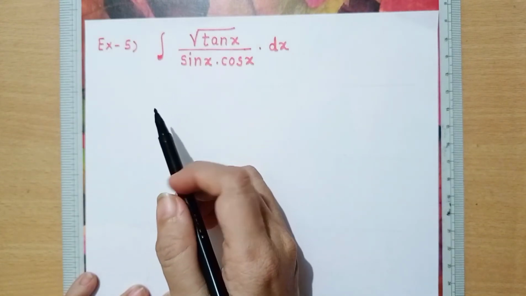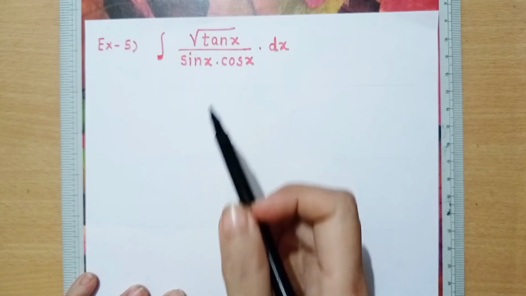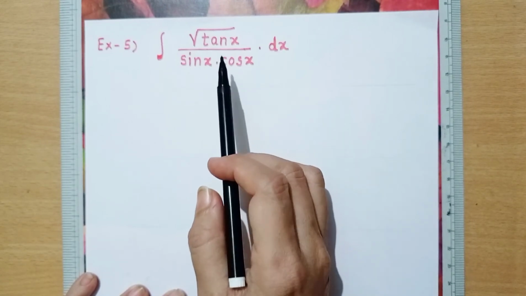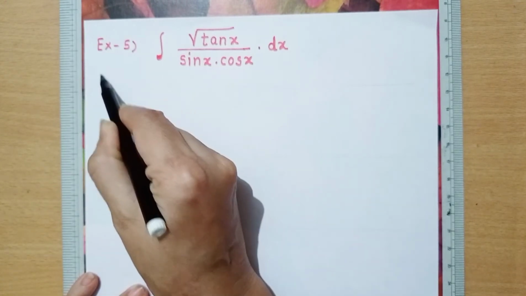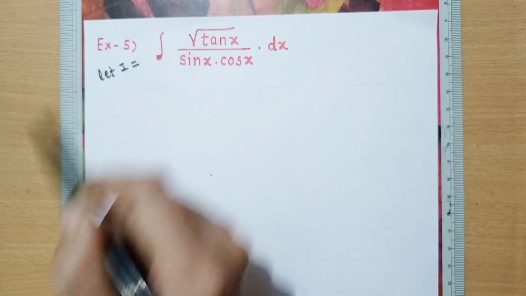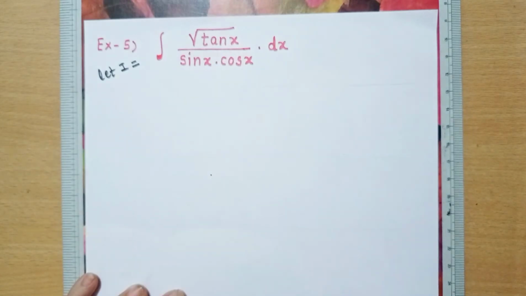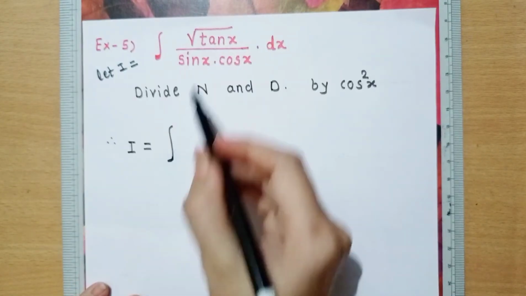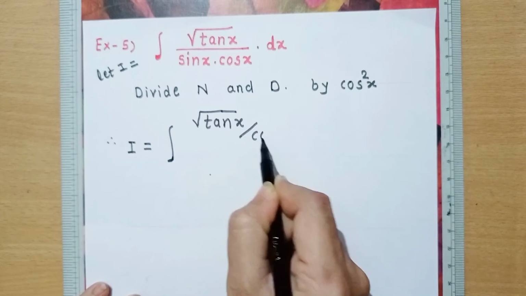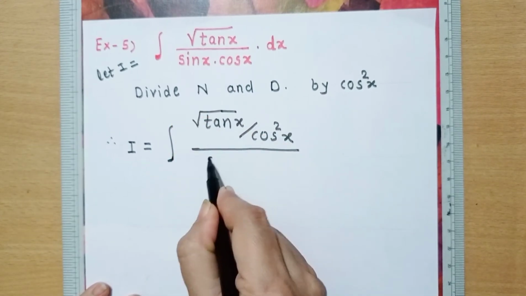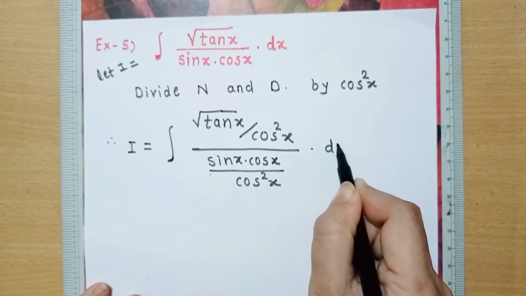This is our next example. Integration of root tan x upon sin x into cos x into dx. Now we cannot fit this into a standard formula, so first we will simplify this. Let I be equal to this integral, and we will divide the numerator and denominator by cos square x. Therefore, root tan of x upon cos square x, and in the denominator this upon cos square x, and here dx.